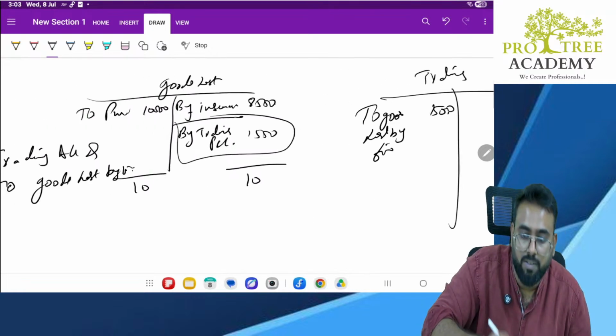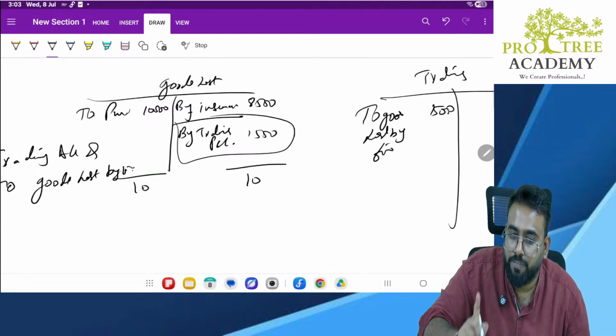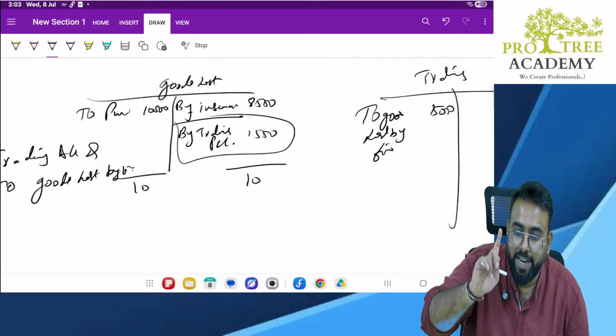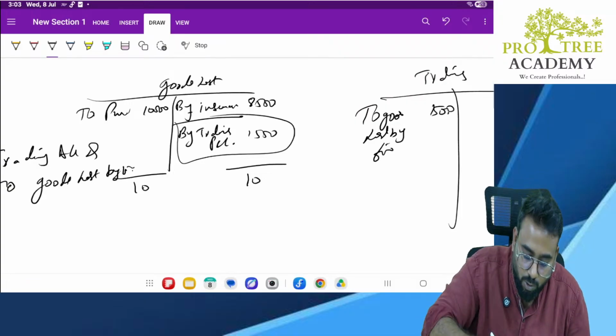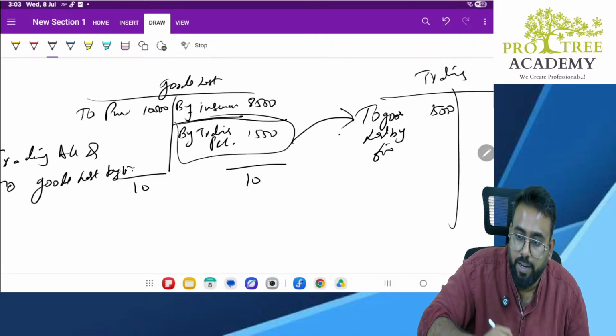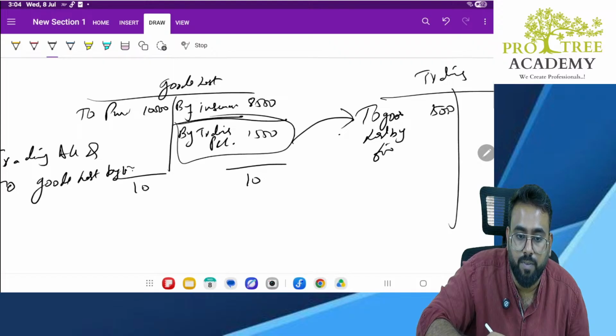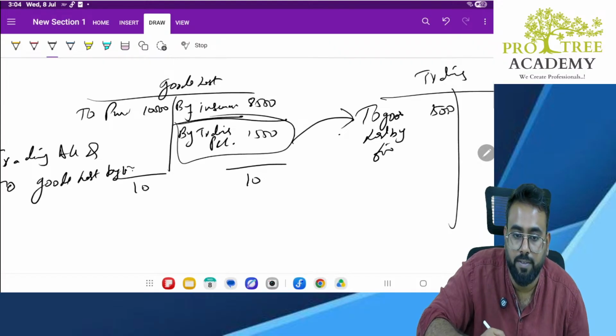The balance, I already told you, the balance of expense and income will be transferred to P&L account. Trading account is also part of P&L account. Am I clear? Yes, so this balance is transferred to trading and P&L. Am I clear? Everybody? Yes?